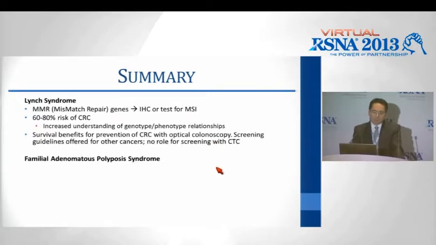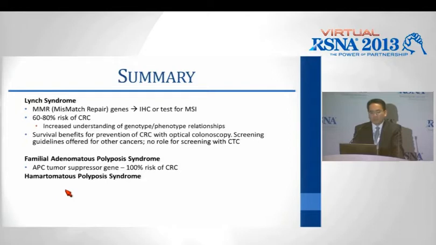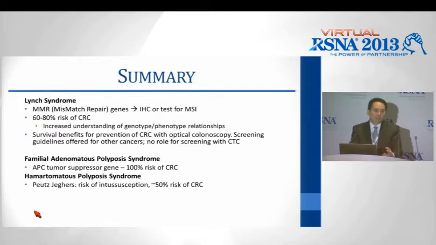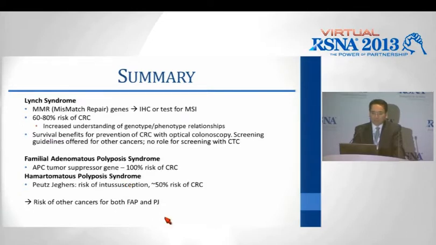Familial adenomatous polyposis syndrome, or FAP, involves mutations in the APC tumor suppressor gene and carries a 100% risk of colon cancer. They're screened very aggressively, very early on, and colectomies are offered early with a subsequent risk of developing desmoid tumors. And hamartomatous polyposis syndromes are quite rare, the most common being Peutz-Jeghers, and these patients develop quite large polyps that can lead to a risk of intussusception and bowel obstruction. And these patients have about a 50% risk of colon cancer. And obviously, both of these syndromes and Lynch syndrome have a high risk of other cancers, and multiple guidelines are now available for screening. Thank you very much.